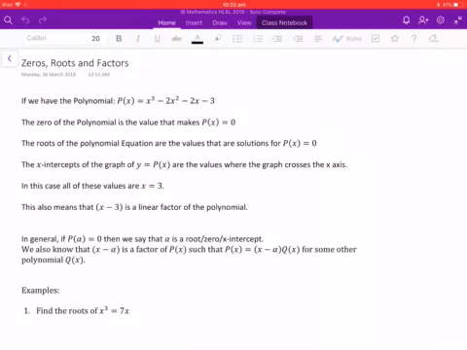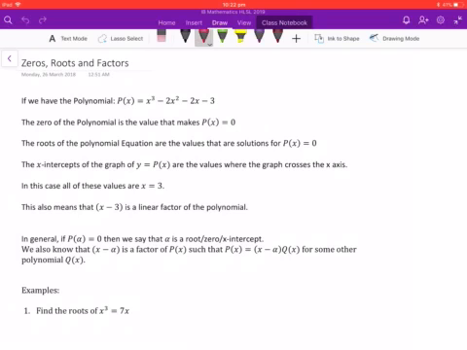Hello, we're going to talk about zeros, roots, and factors of polynomials. Let's say we have p of x is equal to x cubed minus 2x squared minus 2x minus 3. Now, it's a cubic. We say that the zeros of the polynomial are the values that make p of x equal to 0.